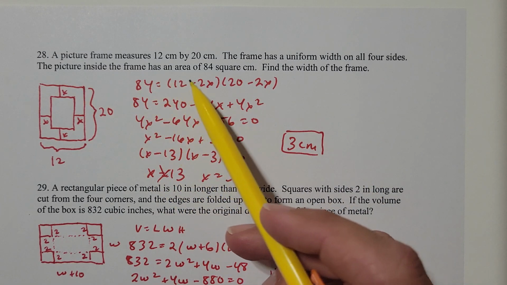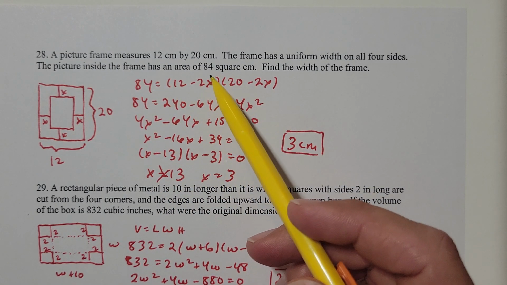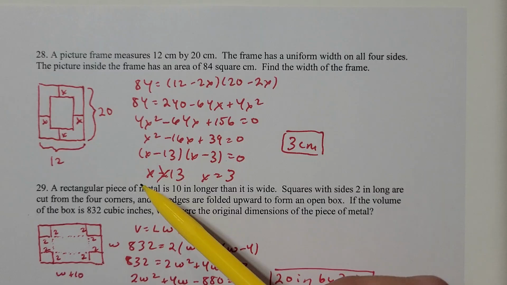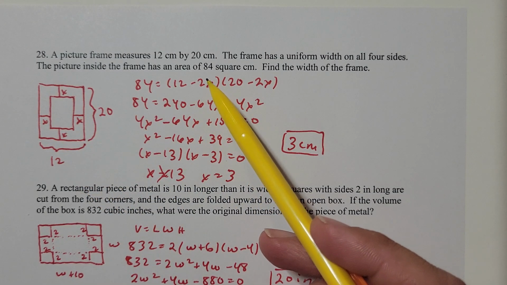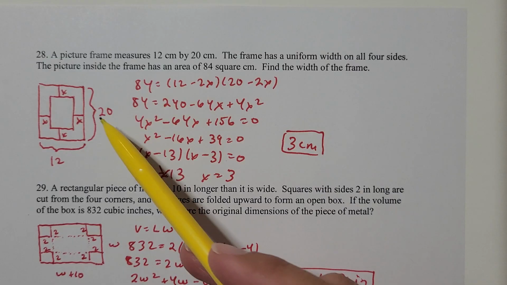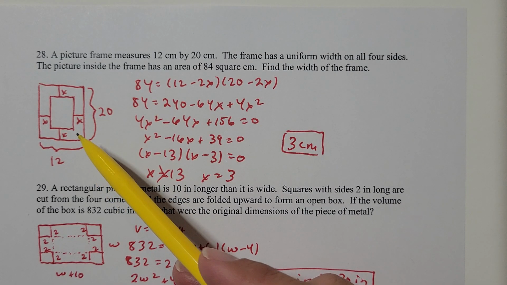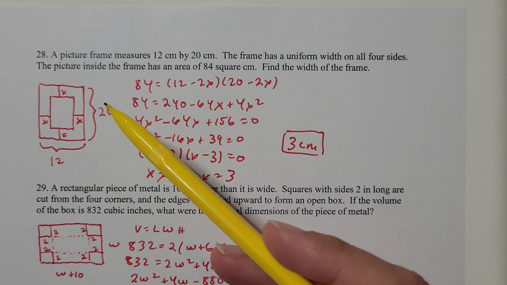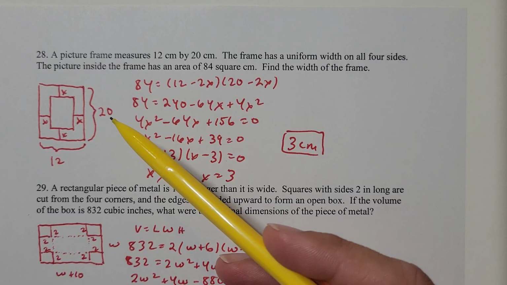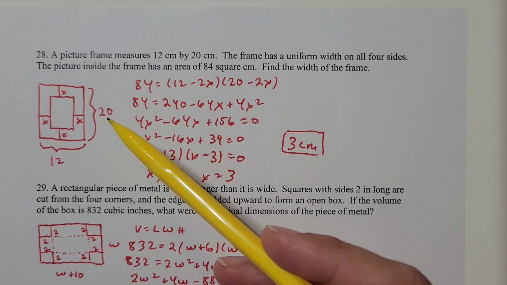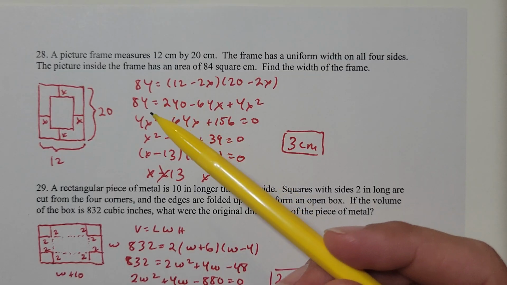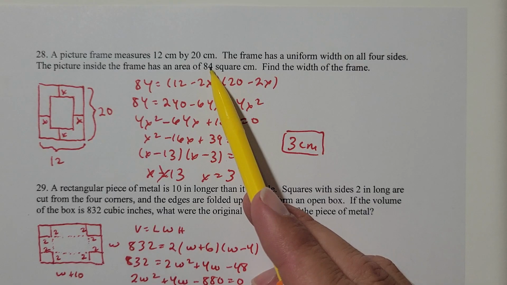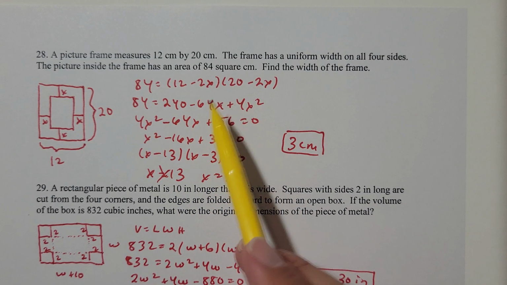The picture inside the frame has an area of 84 square centimeters. Find the width of the frame. By them giving me the area of this smaller rectangle inside the picture frame, that suggests that I need to be working with the area of a rectangle. Just as the general startup here, the area of any rectangle is length times width. The area of this rectangle is 84, so 84 equals length times the width.